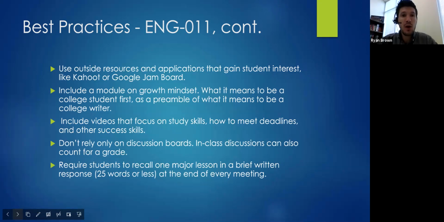We also focus on growth mindset in English 011, which of course is really dedicated to instilling in students the belief that through hard work and dedication, they can become better at a skill. They can achieve more and become better at writing by practicing.